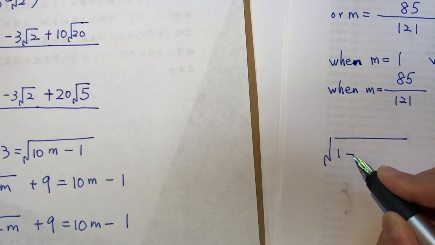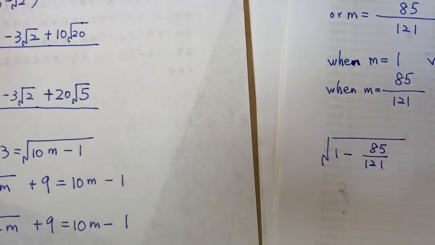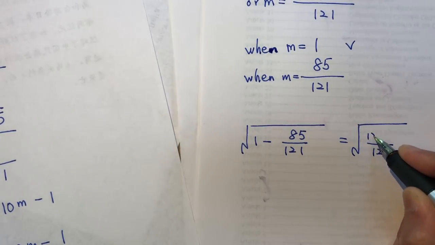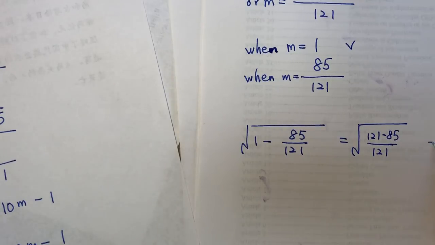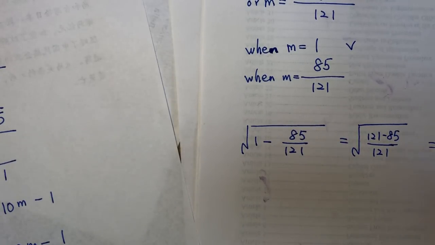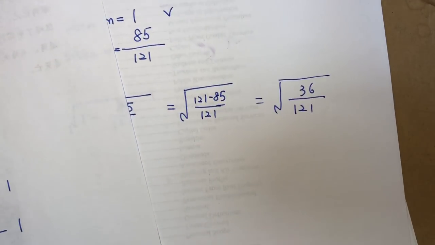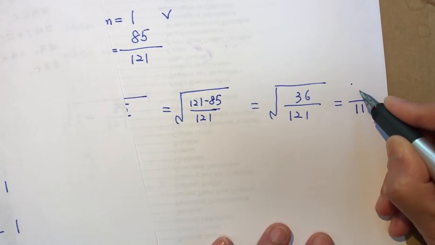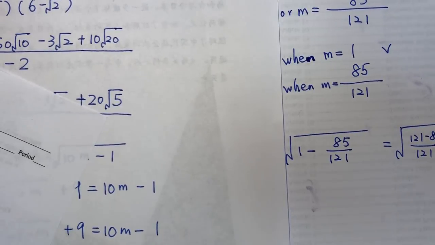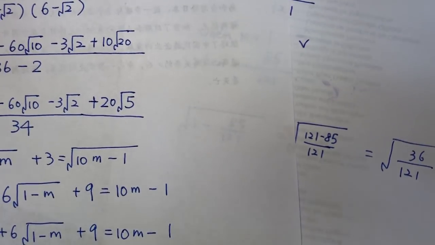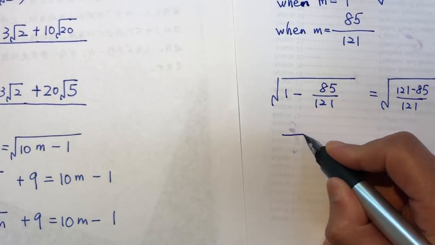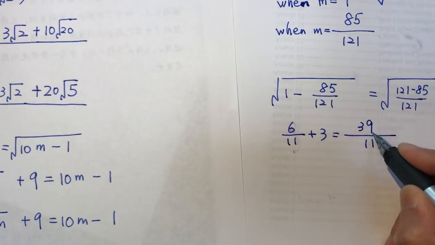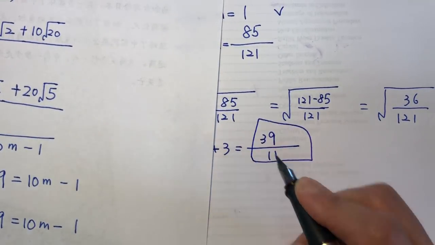Square root of 121 minus 121 over 85 equals square root of 121 times (121 minus 85) over 121, which equals square root of 121 times 36 over 121. Ooh, I see the pattern. So it equals 6 over 11. Okay, now we see the other side. And 6 over 11 plus 3 is 39 over 11. Okay, so on this side, we got this.